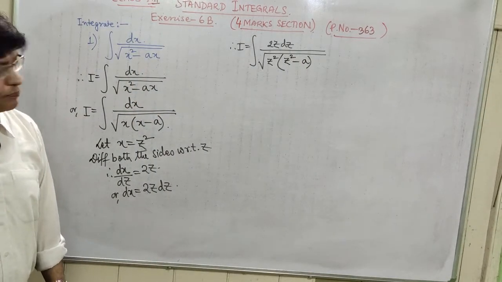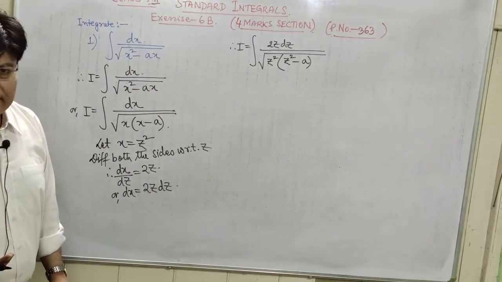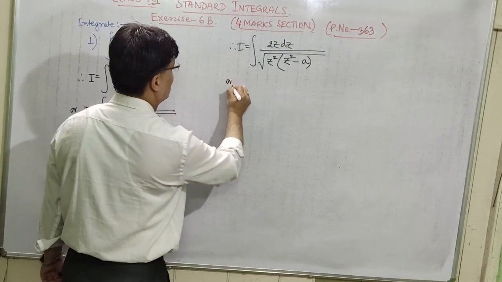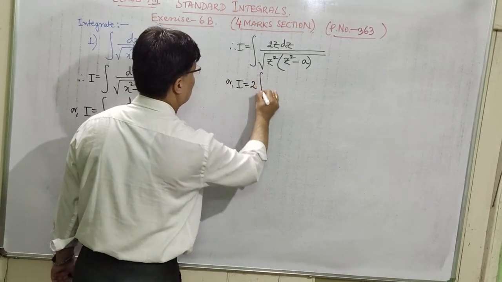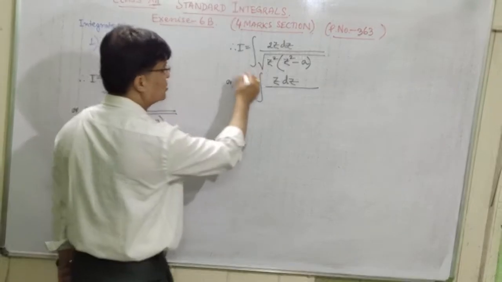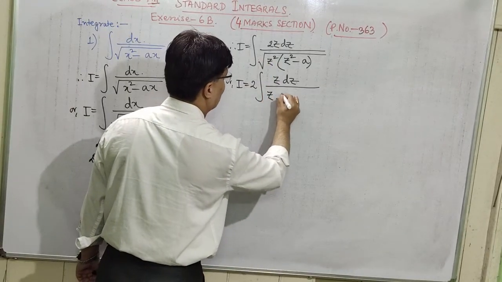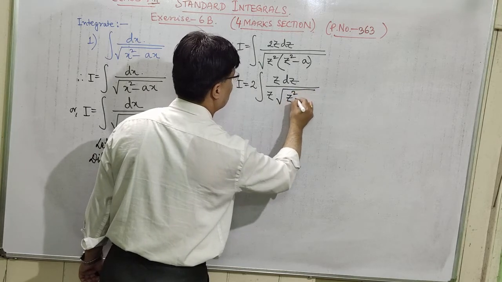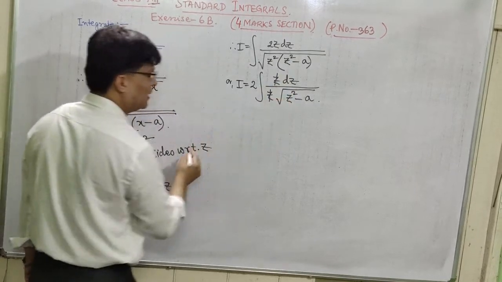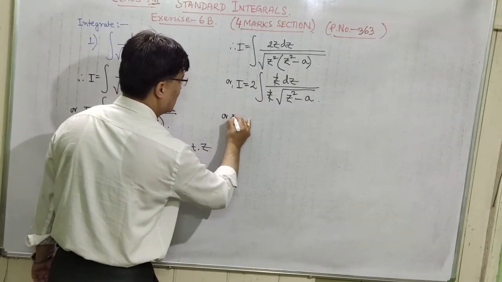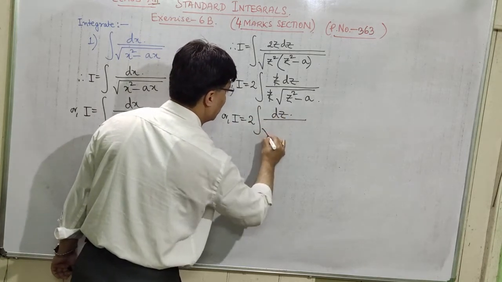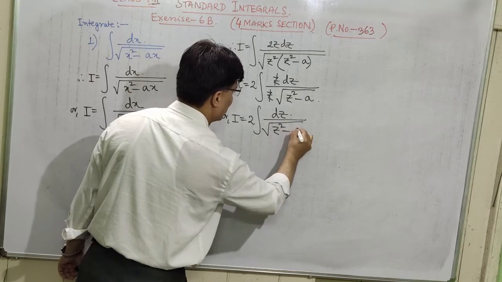Is that understood now? So now what will you do in the next step? 2 is constant here. Take it outside integral sign. So I is equal to 2 integration of z dz divided by what is square root of z square? Z and then within square root we have z square minus a. Is that clear? So here this z will be cancelled. So I is equal to 2 integral sign dz divided by root over z square minus a.